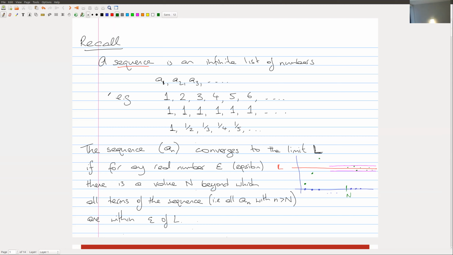So that's the concept of convergence. Informally, it means that the terms of the sequence are clustering around L, they're getting near to L, they're converging to L.